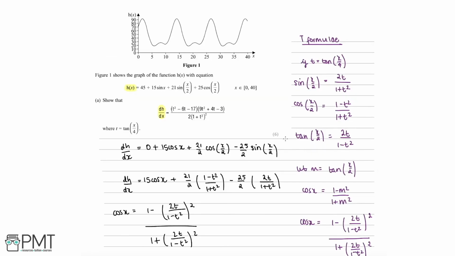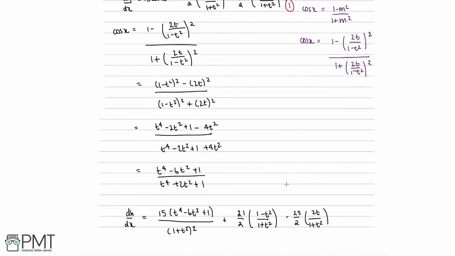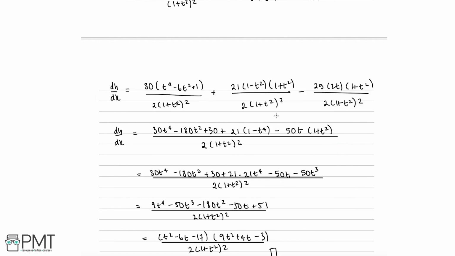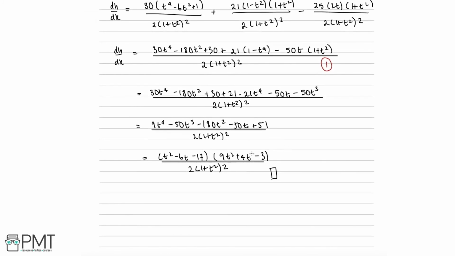Great, so now that we've answered our question, let's find out where the marks are. You get 1 mark for differentiating our h of x. You get another mark for substituting in our 1 minus t squared all over 1 plus t squared, and our 2t all over 1 plus t squared for our dh by dx. You get another mark for actually working out cos of x and substituting our substitution into our dh by dx. You also get an accuracy mark for doing this correctly. You get another mark for putting them all under the same common denominator. And you get your final accuracy mark for arriving at the correct conclusion.